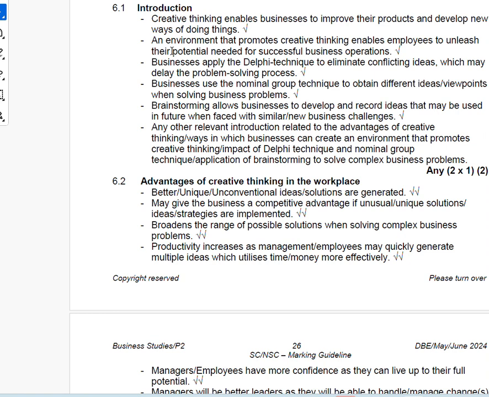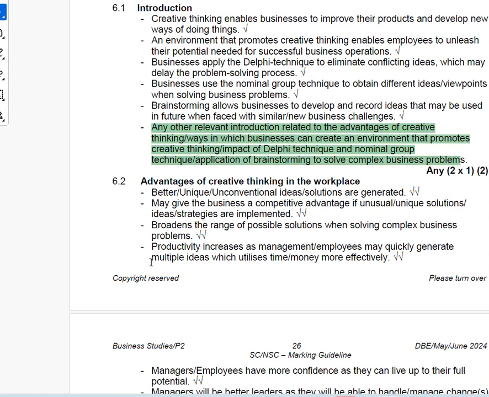business challenges. Other relevant introductions relate to the advantages of creative thinking, ways in which business can create an environment that promotes creative thinking, impact of the Delphi technique and nominal group technique, and application of brainstorming to solve complex business problems. In the introduction, you need to outline the 2 points that are addressing the points that are listed in this part.